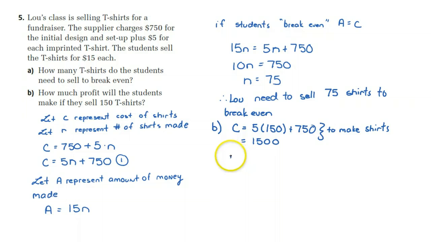So then, well, how much money are they going to make selling them? Well, if they sell each shirt for $15 and they're going to sell 150 of those shirts, we're going to multiply those together, and that's going to give me $2,250.